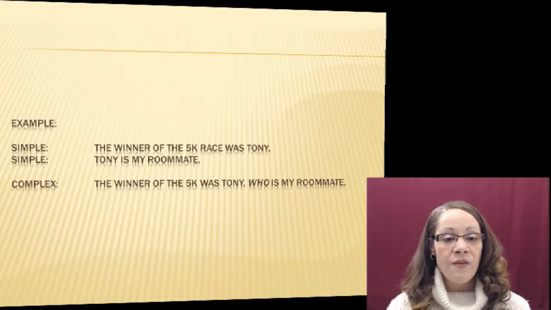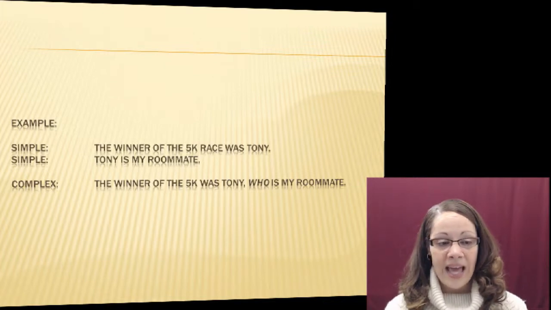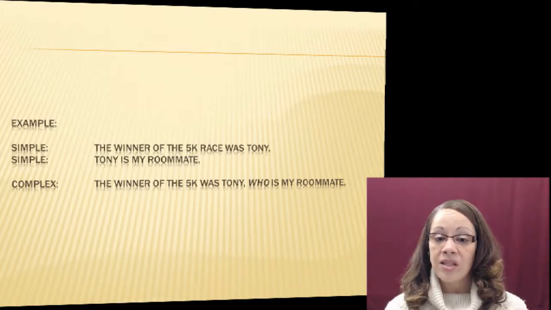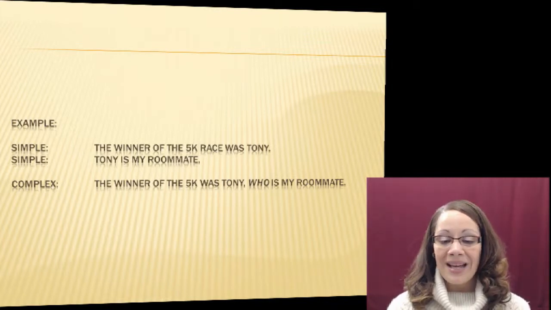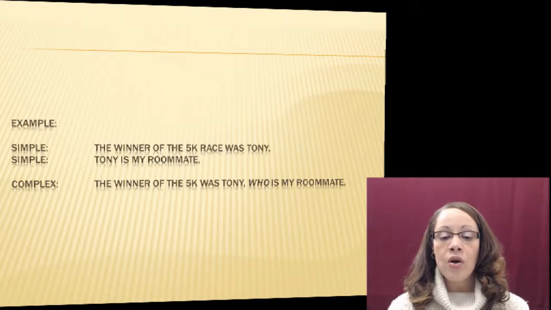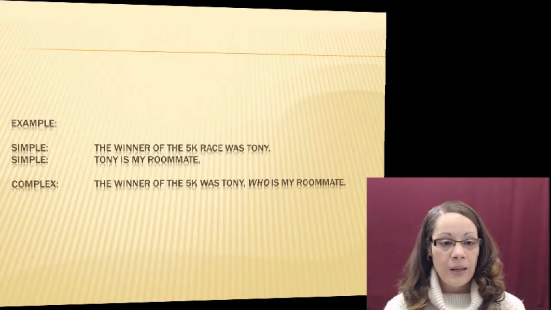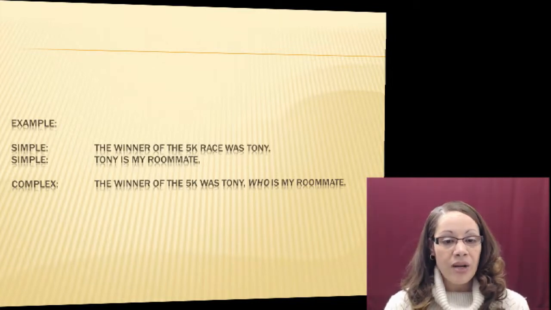So the winner of the 5K was Tony. That's my independent clause. I kept my simple sentence, the first one, the same. Winner is my subject of the sentence. Was is my verb. Now I need to turn my second simple sentence, Tony is my roommate, into a dependent clause by either having a relative pronoun in front of it or one of my subordinating conjunctions. So the winner of the 5K was Tony, who, which is my relative pronoun.